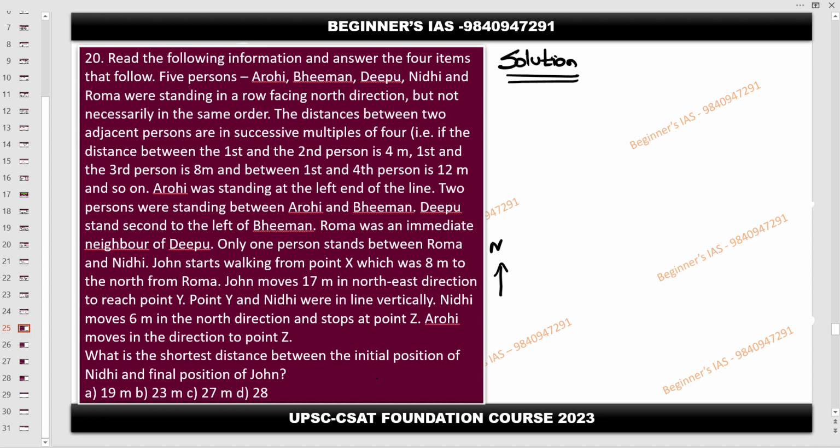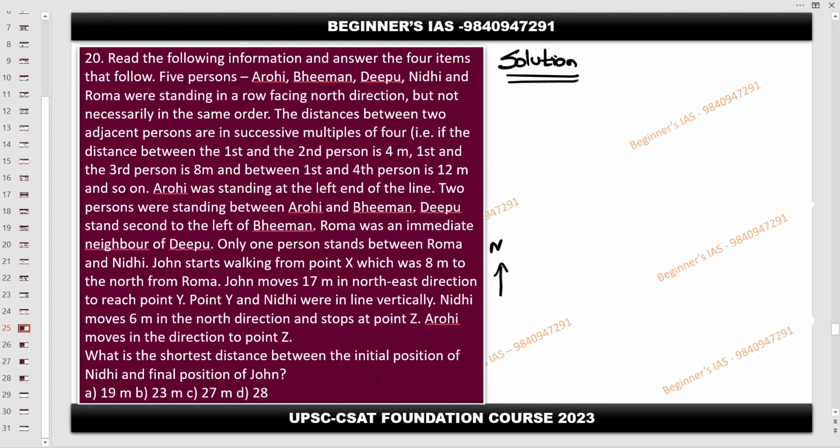But not necessarily in the same order. That is the second piece of information you need to take note of. The distance between two adjacent persons is in successive multiples of 4. Listen carefully. UPSC will not spell it out. They will just give the statement: the distance between two adjacent persons is in successive multiples of 4.